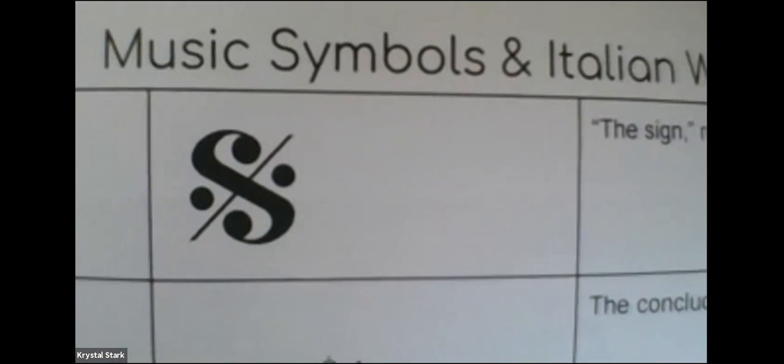Next, segno. That right there. And coda is like one of those crosshairs. So you'll see it above a musical passage. And it's the symbol, the circle with the cross through it. That shows you this is the coda. And the coda is the ending passage of a song, the concluding passage of it.